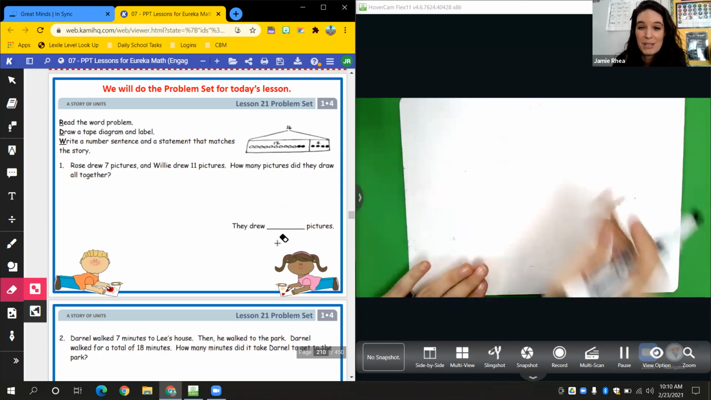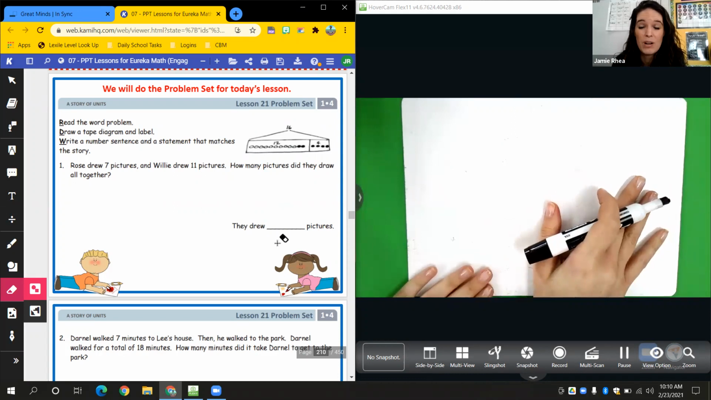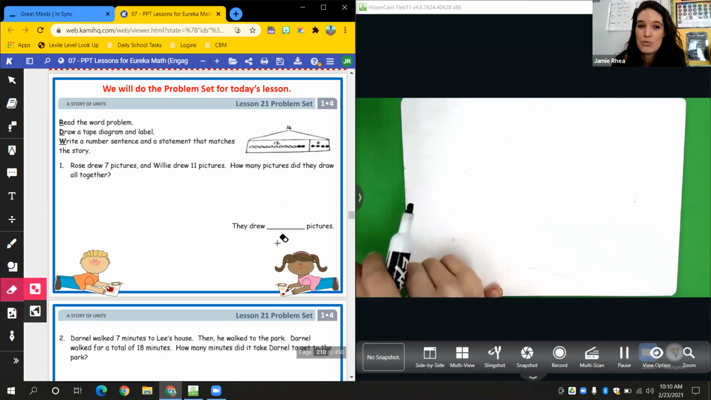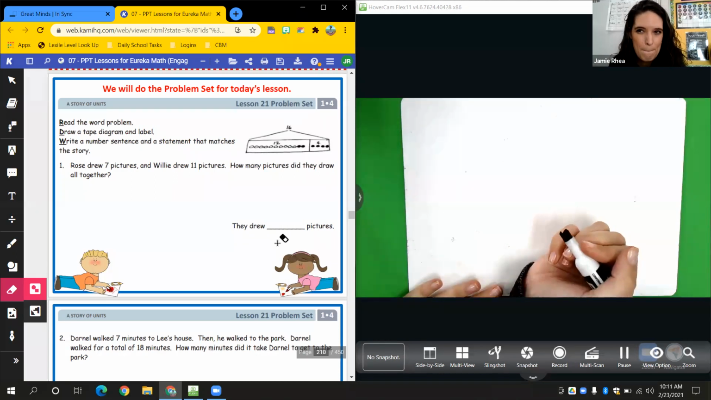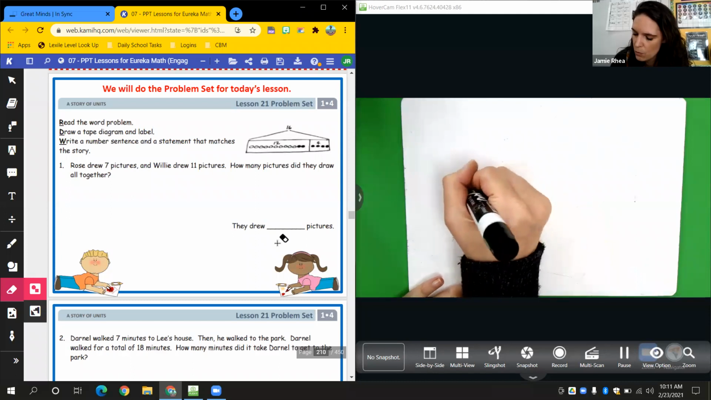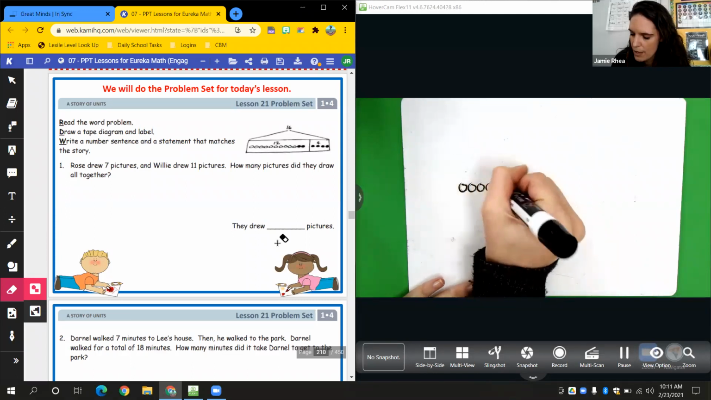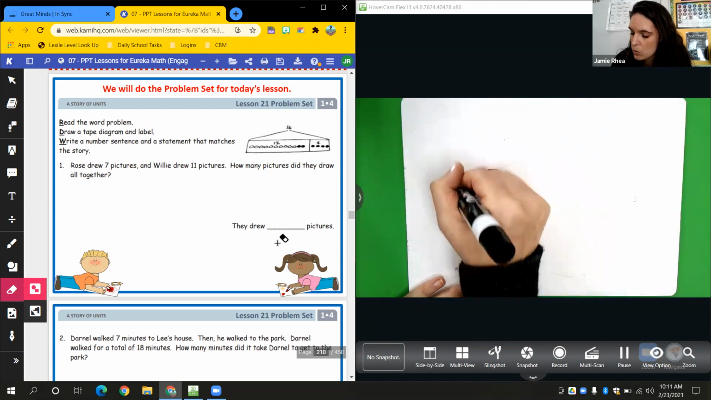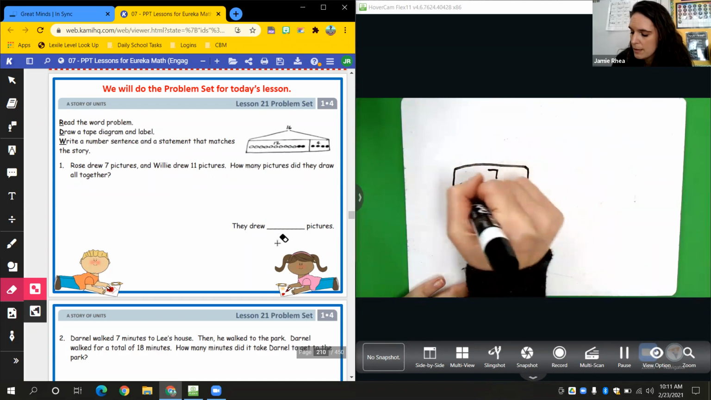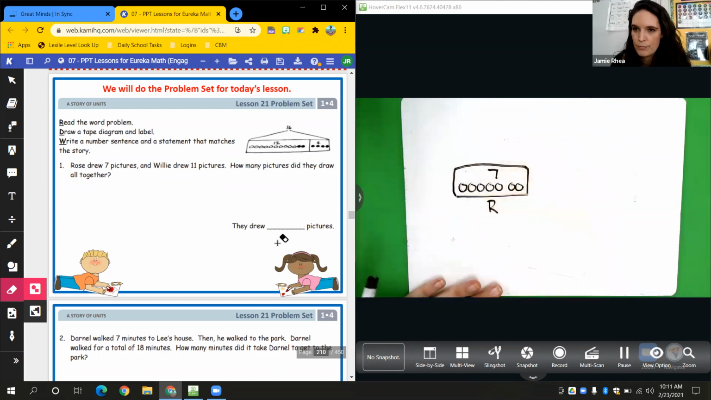So I lied. Let's do number 1 together because I want to show you exactly what I want to see on your work for it to be counted right, okay? So number 1, Rose drew 7 pictures and Willie drew 11 pictures. How many pictures did they draw all together? Okay, so let's go back and draw what we know. Rose drew 7 pictures. Is that my total or my part? That's a part. So let's do 7. 1, 2, 3, 4, 5, 6, 7. I'm labeling it with a number, drawing my box around it, and I'm putting an R for Rose.